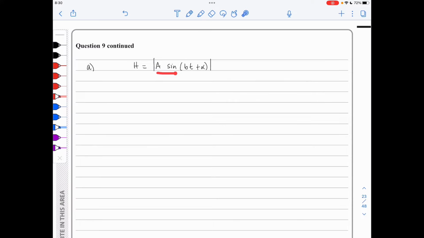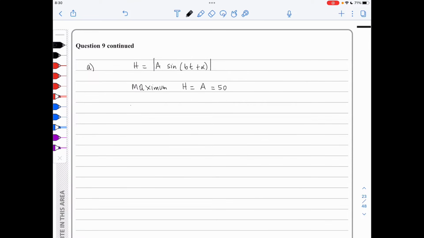Modulus of A sine bt plus alpha. And we know that the maximum height, so the maximum H, is exactly at A, because sine of any angle varies between plus minus 1, and therefore the maximum will be at A. We are told that this maximum is 50, so capital A is exactly 50.